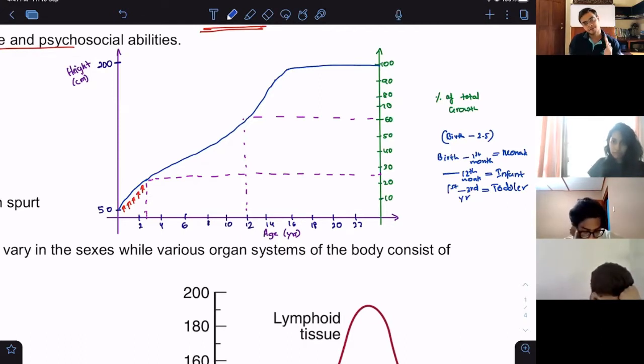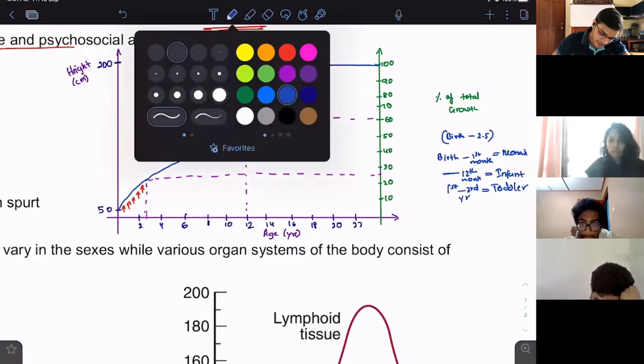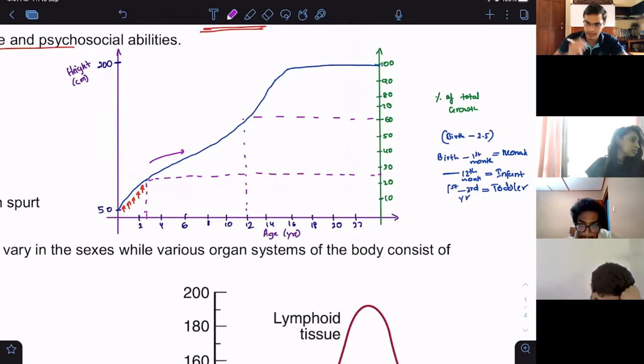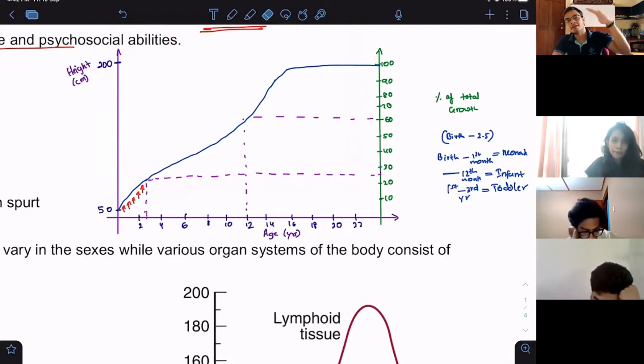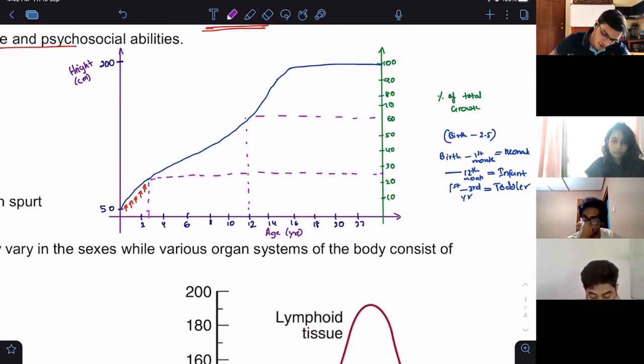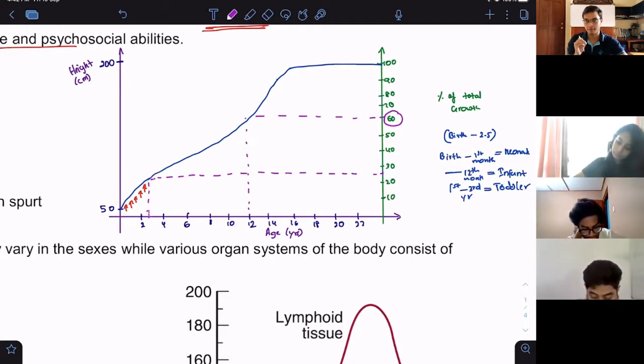Then, guys, after the first growth spurt, as you can see from this graph, the growth rate declines a little. But does it stop? It doesn't stop. We are continuously growing, but it declines a little. This is early childhood, somewhere between 3 to 12 years of age. There is no spurt. It just continues at a continuous normal rate. But what I want you all to know is by the age of 12, we reach about 60% of our total body growth. Around the age of 12, not exactly 12.